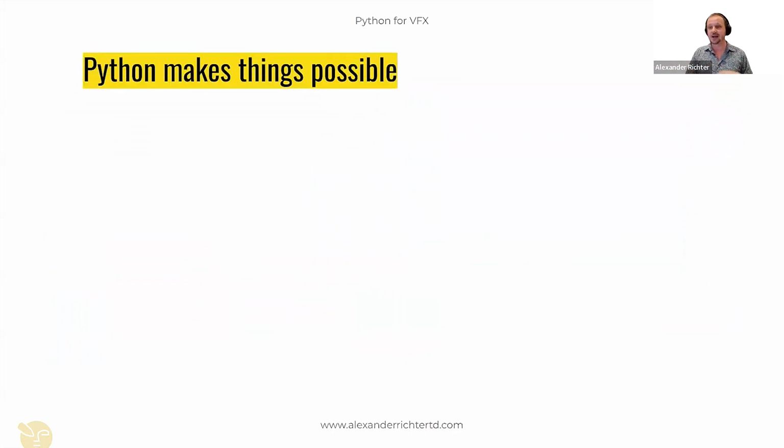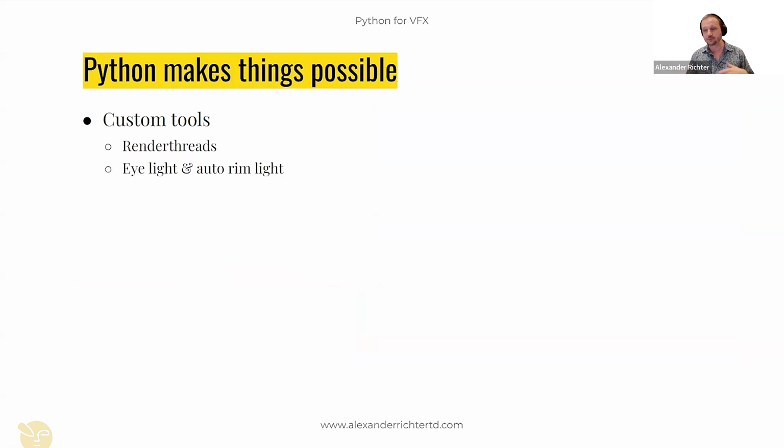The other side is Python can make things possible. For example, we can create custom tools that don't exist, or a tool that the software doesn't allow us to do, basically. We can create render setups, a certain eye light or rim light that is automatically there. We don't have to do it manually. We can create custom nodes, custom shaders, custom lights that are unique, that don't exist at all.